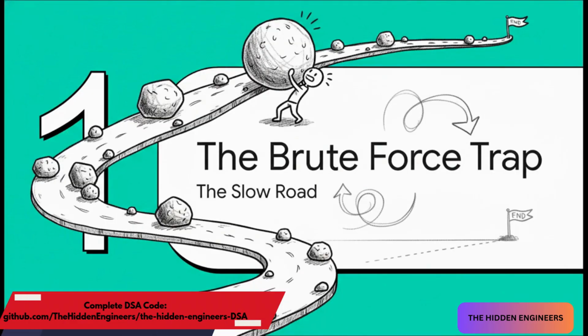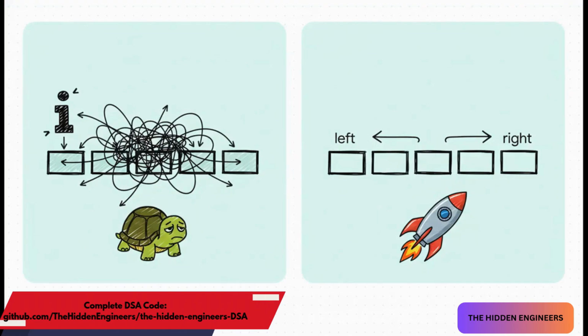So where does that slow, clunky feeling usually come from? Well, it comes from what I like to call the brute force trap. It's that first idea that pops into your head, the one that feels so obvious, but man, it is often the slowest road you can take. And this visual just says it all, doesn't it? On the left, you've got the slow way, the nested loops. For every single thing in your list, you loop through every other thing. It's like checking every possible combination. Yeah, it works, but it's a mess and it's slow.